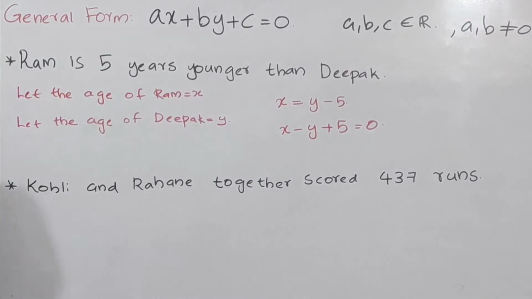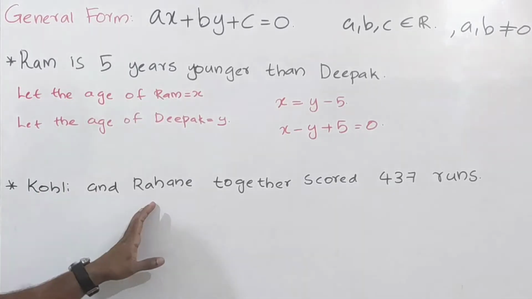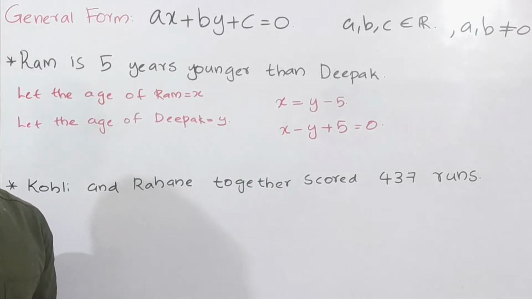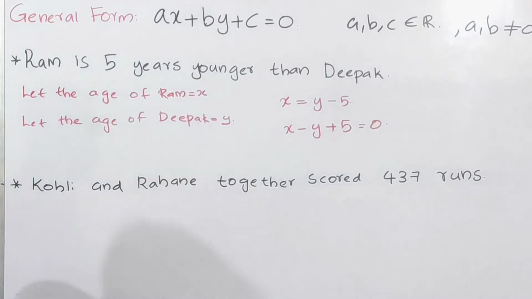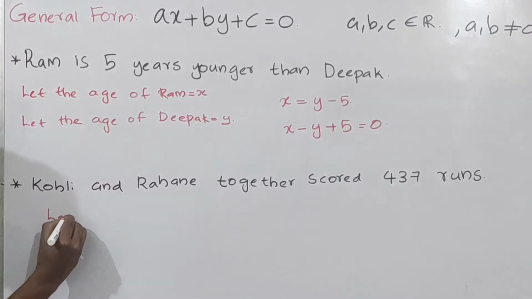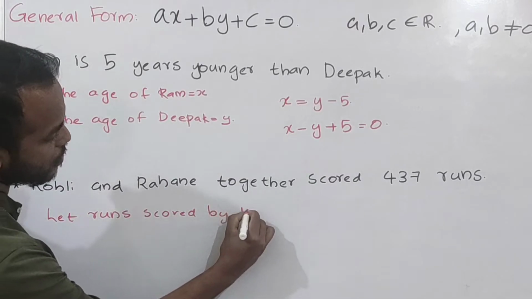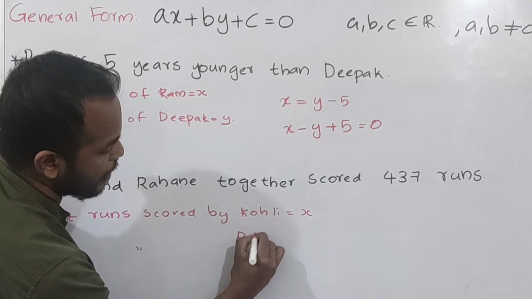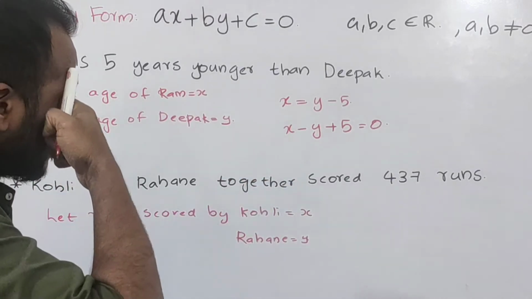Similarly, let's see another example. Statement: Kohli and Rahane together scored 37 runs. We don't know the runs of Kohli, we don't know the runs of Rahane as well, but it's given together they have scored 37 runs. Now the question is to make a linear equation in two variables with the corresponding statement. So first we will consider, let runs scored by Kohli be x and that of Rahane be y. Now together they have scored 37 runs.